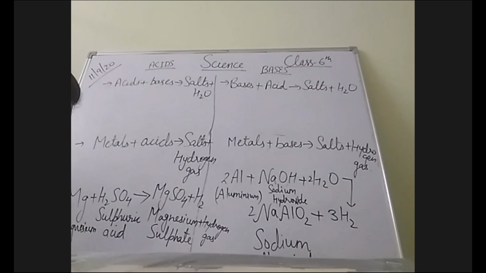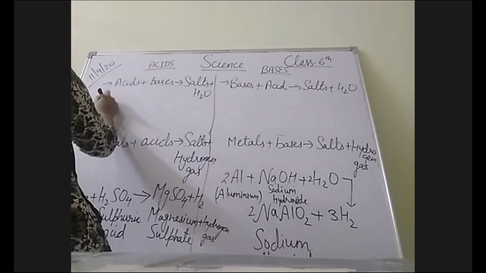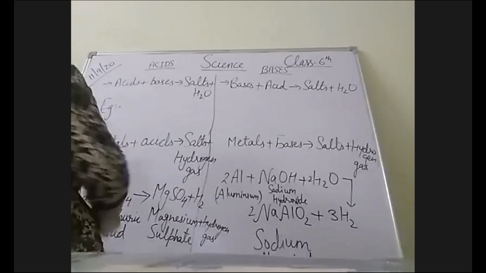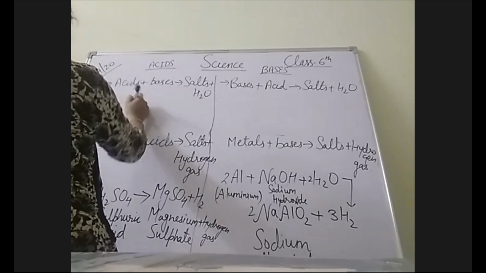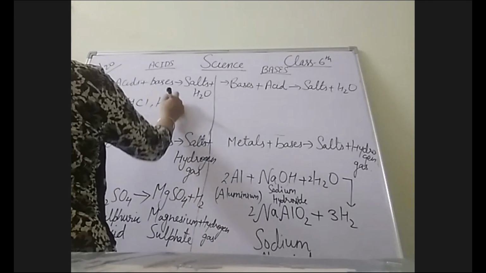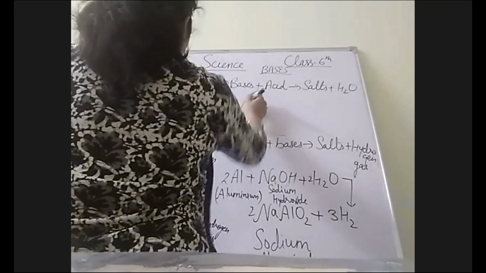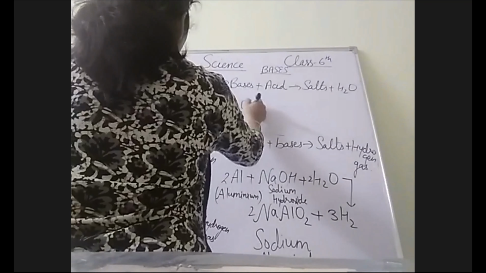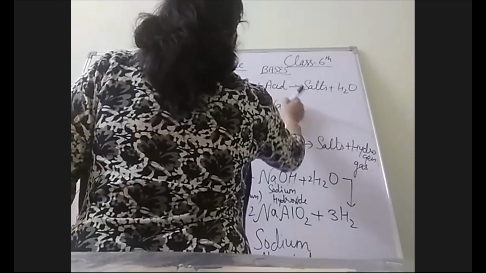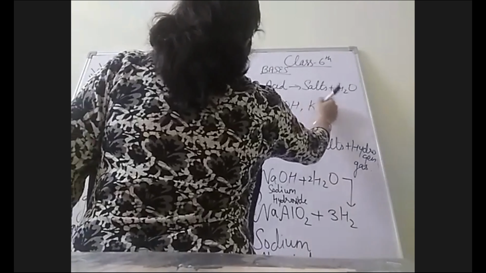Another point you may write is the examples. For acids, what examples can you give? HCl, H2SO4 sulfuric acid, HNO3 that is nitric acid, HCl hydrochloric acid. For bases, you can give sodium hydroxide, potassium hydroxide, magnesium hydroxide.